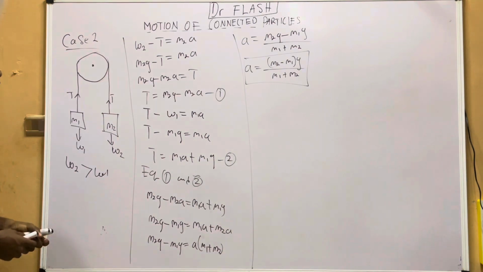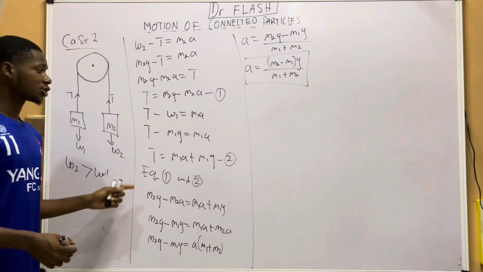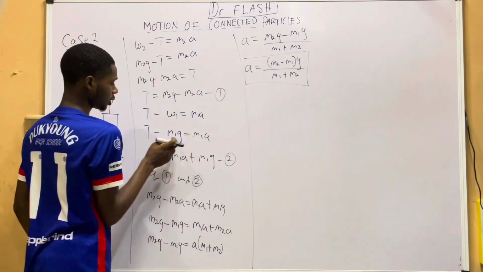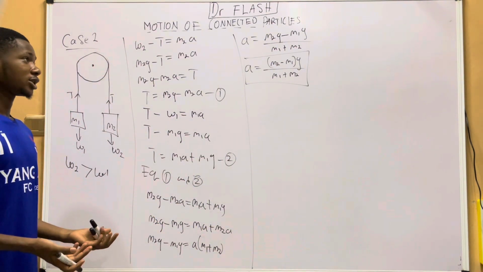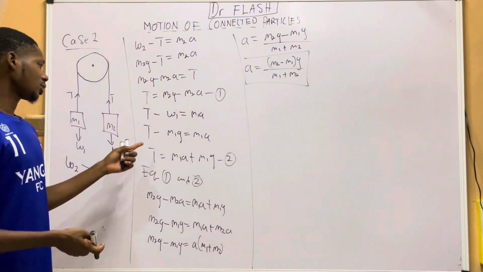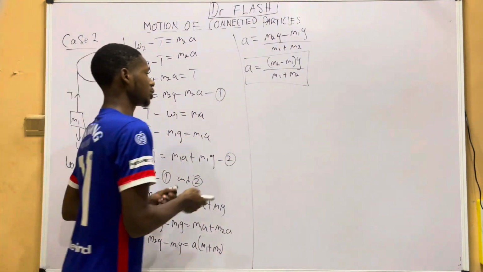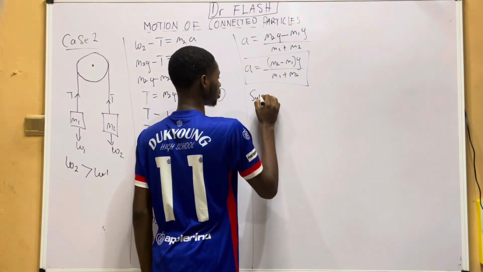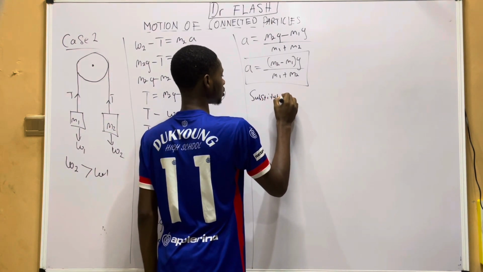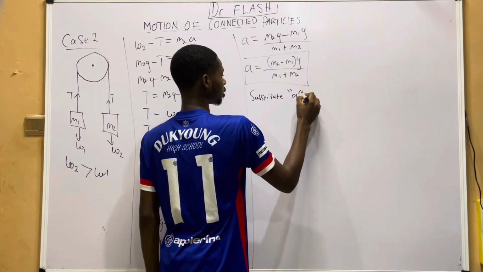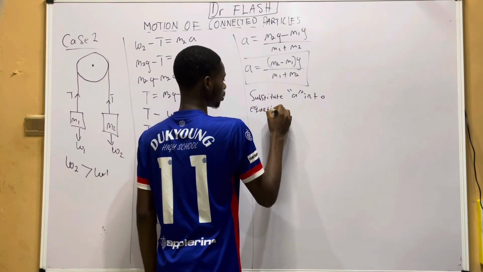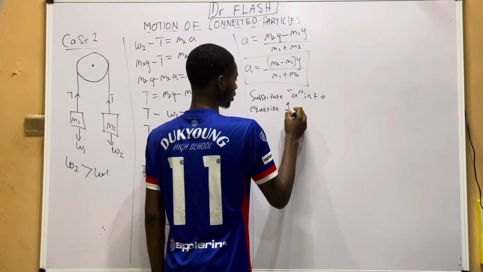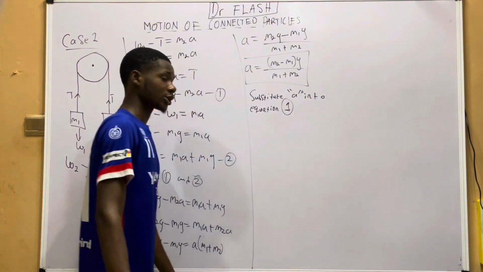Now, the next thing we're going to take is the tension. We're going to solve for the tension. To do that, I'll just substitute acceleration into this. Or I could choose to solve the simultaneous equation again, which will actually take time. So let's substitute A into equation 1. Let's substitute into equation 1, that's what we're going to get.